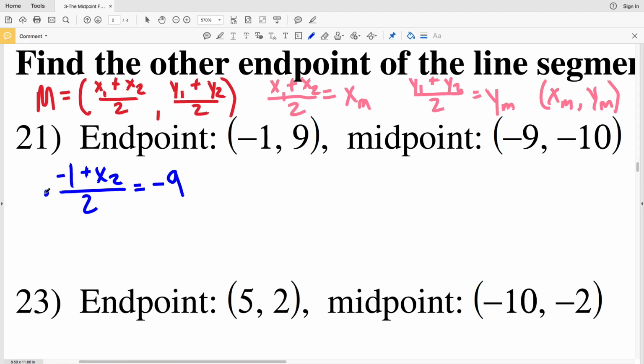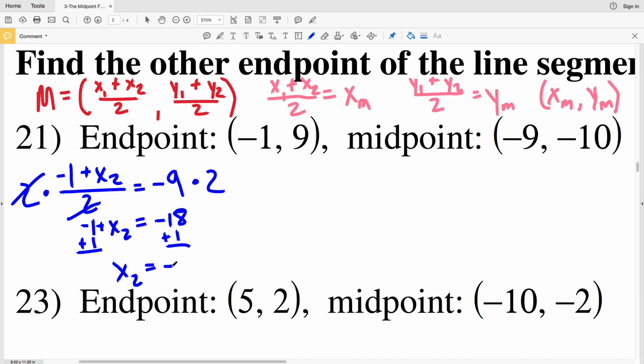Solving for that, we're going to multiply both sides by 2 so that the 2's will cancel out on the left-hand side. So we'll have that negative 1 plus x2 equals negative 9 times 2, which is negative 18. All I have to do now is add 1 to both sides to get that x2 is equal to negative 17. So negative 17 is the x-coordinate of the unknown endpoint.